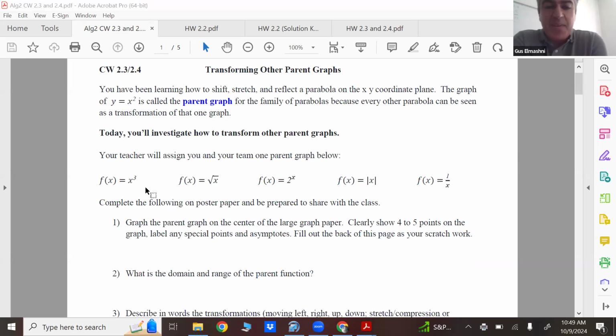But anyway, so we're gonna talk about transformations. Shifting, stretching, reflecting. We did that for a parabola. We're now gonna apply this for all these types of functions.